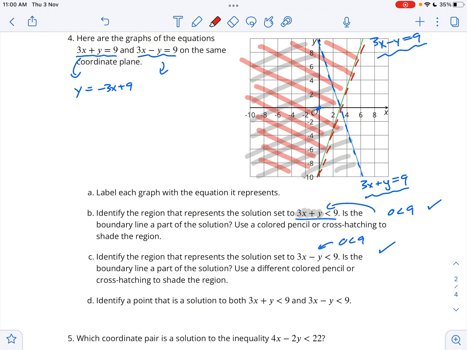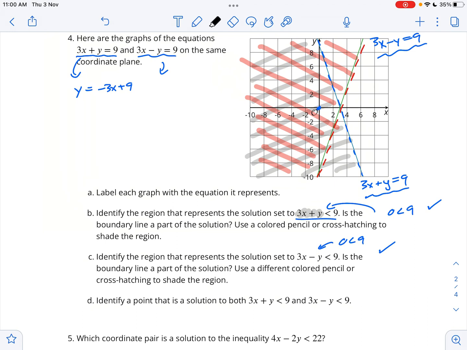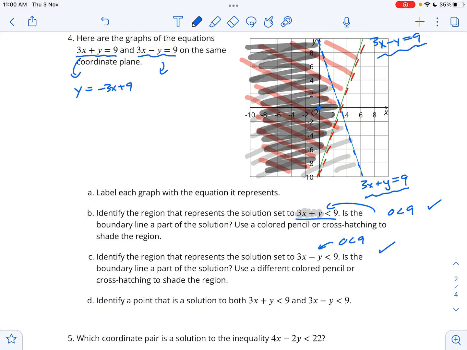All right, and then identify a point that is a solution to both of those. That's where I've shaded it twice. So let's do that in black. I shaded it twice over here, so anything in that region is going to work. I'm going to go ahead and pick a point. Oh, I've already got one right there at 0, 0. That's true for both of them, so that could be a possible answer for D. But really anything in that dark shaded region would work.